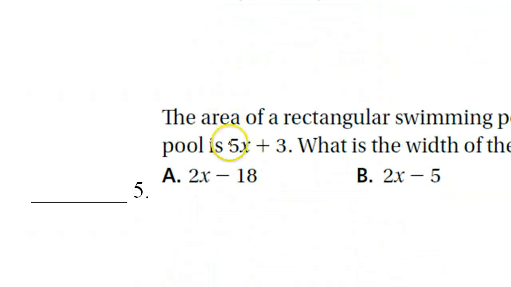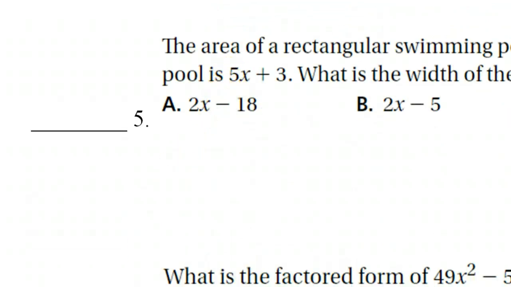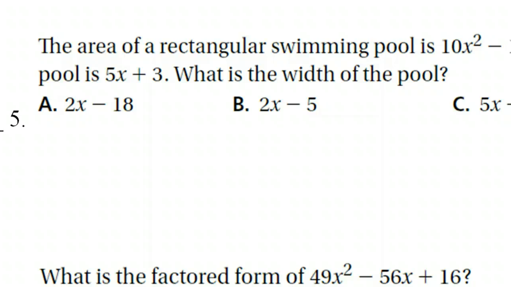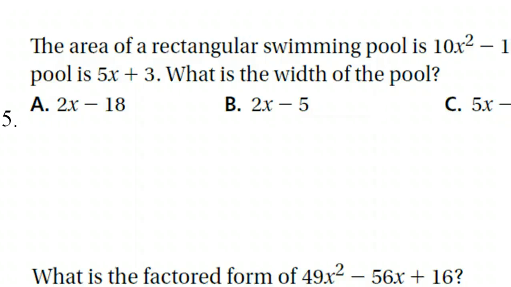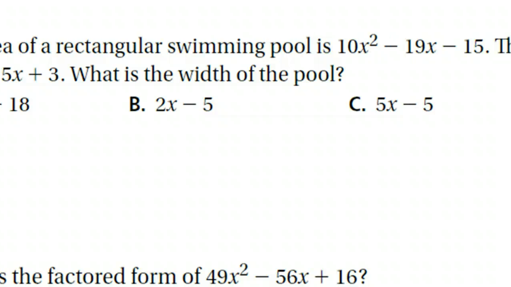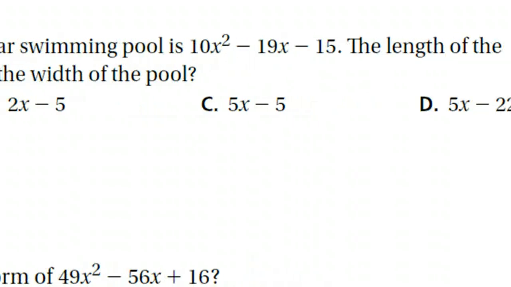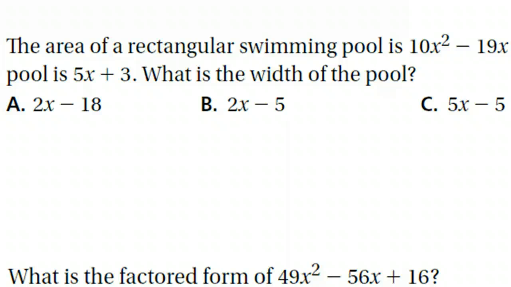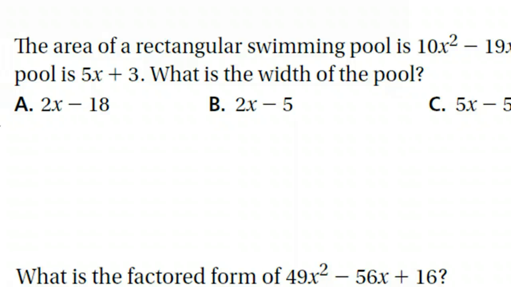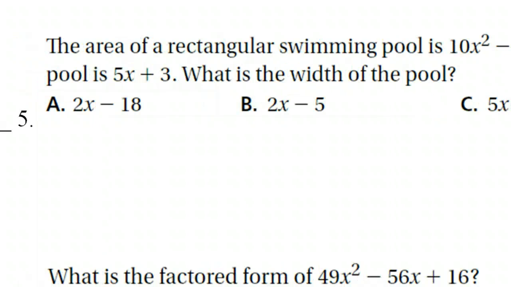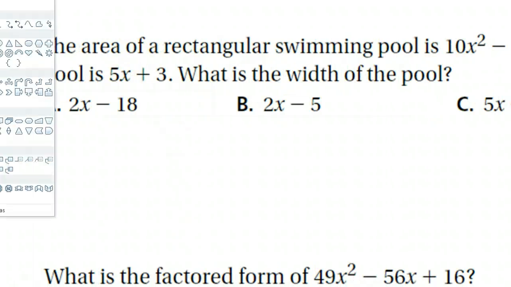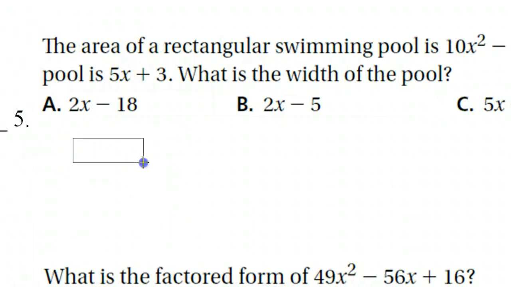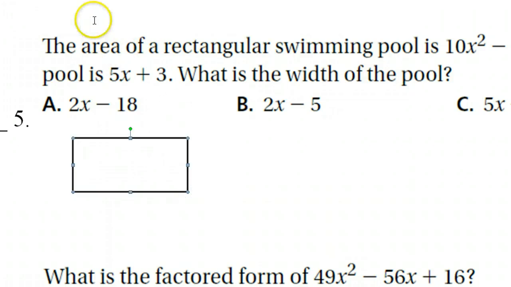Okay, number 5. Oh, rectangular pool. See it coming. Crazy talk. Okay, the area of a rectangular swimming pool is this. The length of the pool is this. What is the width? Okay, well, it's number 5, by the way. We're talking about a rectangular pool. So, yeah, there's a rectangle for you. Well, you know what? We don't need a picture in this case. Never mind picture.